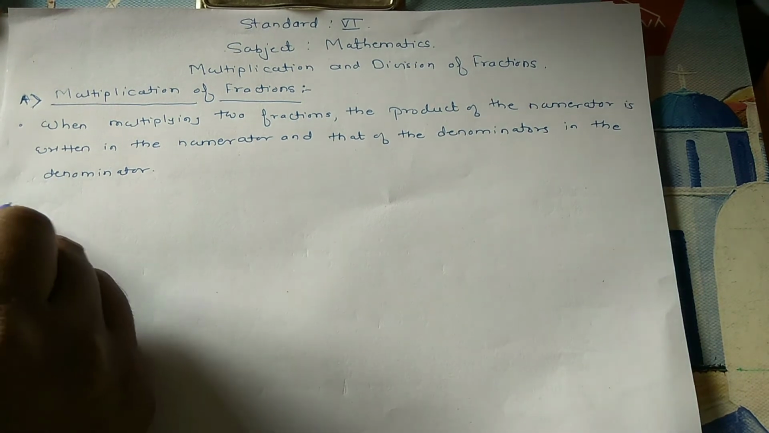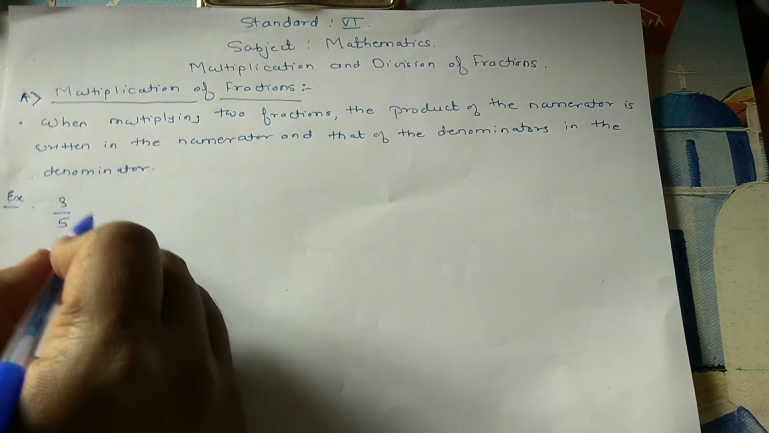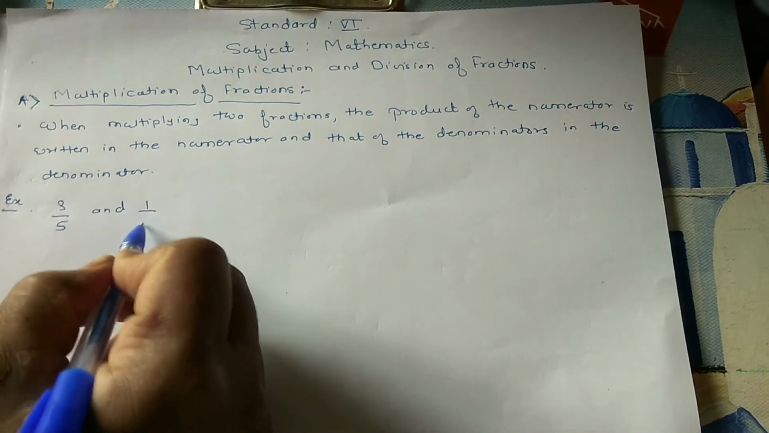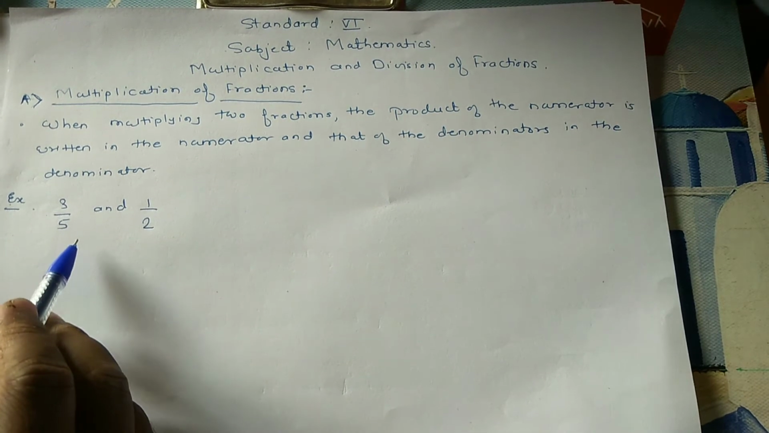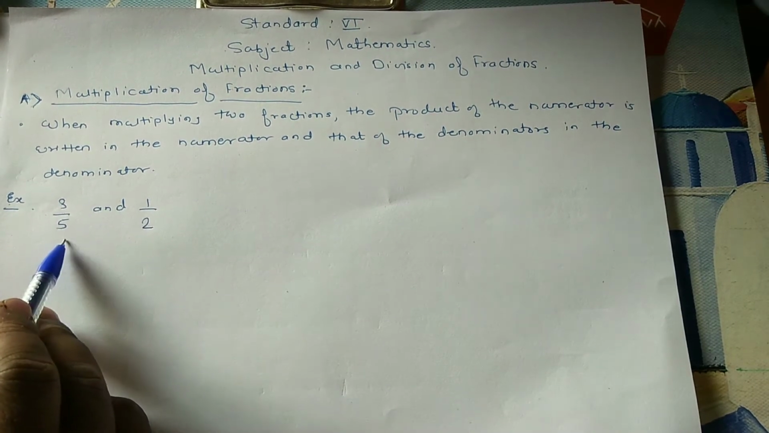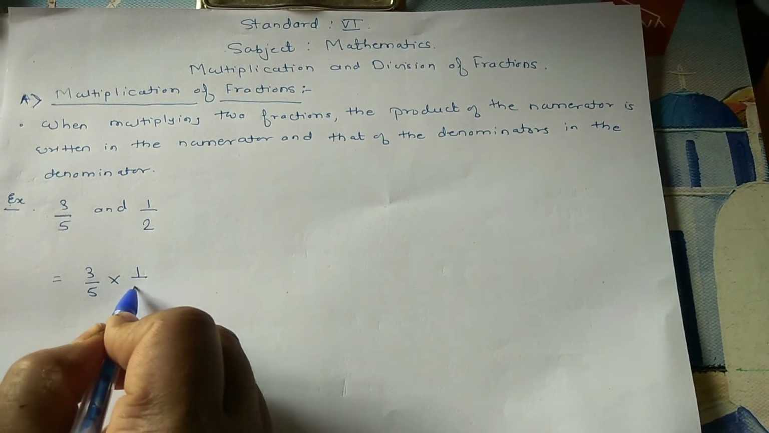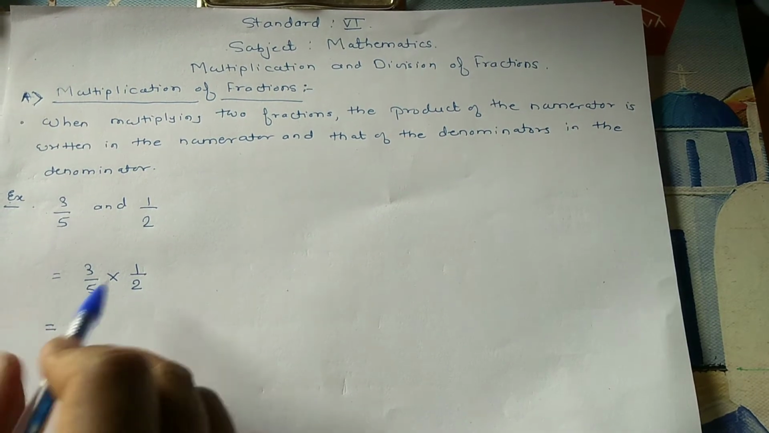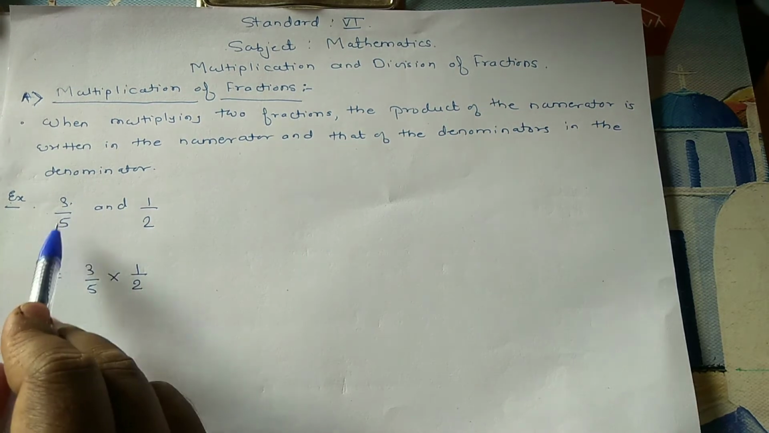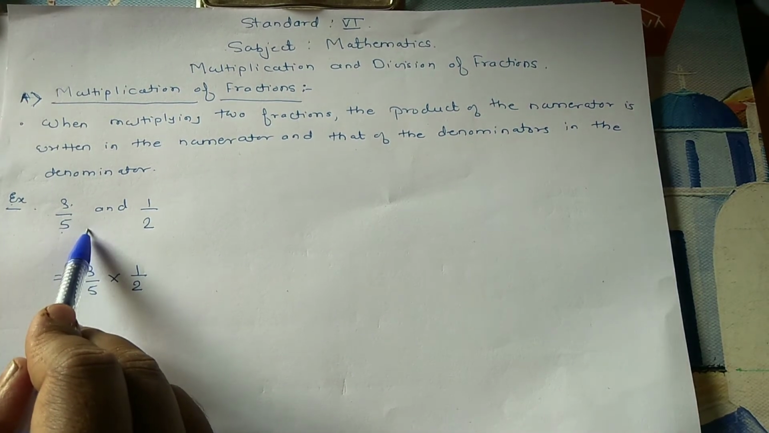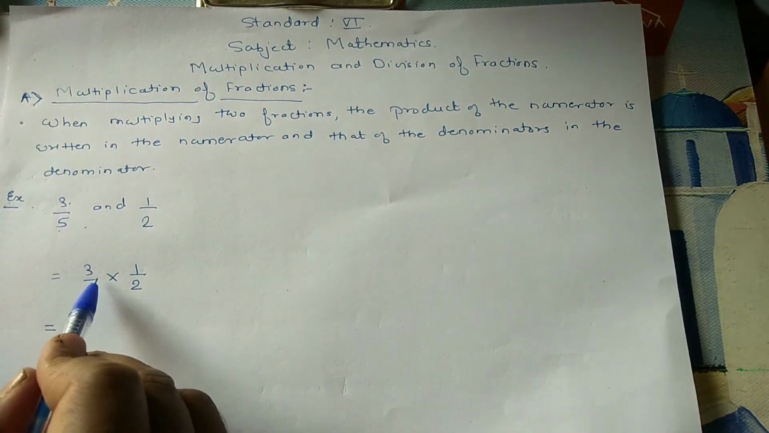So to understand this rule, let us take one example. First, suppose we have to multiply 3 upon 5 and 1 upon 2. So two fractions are given and we have to obtain the multiplication of these two fractions. So what the rule says, suppose here the first is 3 upon 5 into 1 upon 2. Okay, so here this 3 is called the what? Position, numerator, and 5's position is what? Denominator.